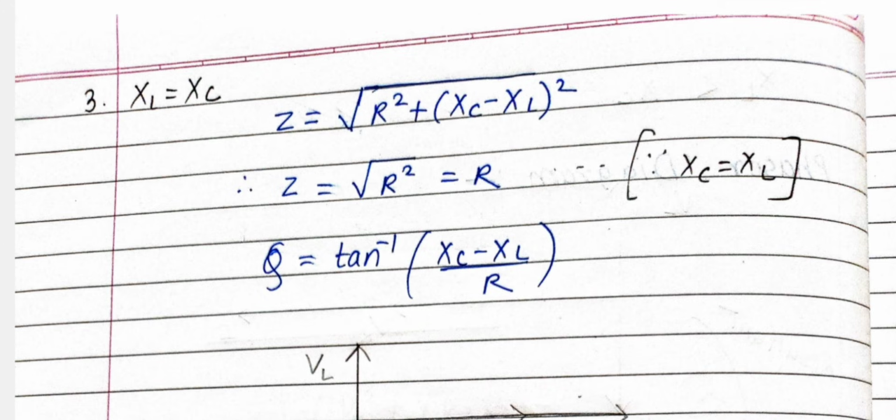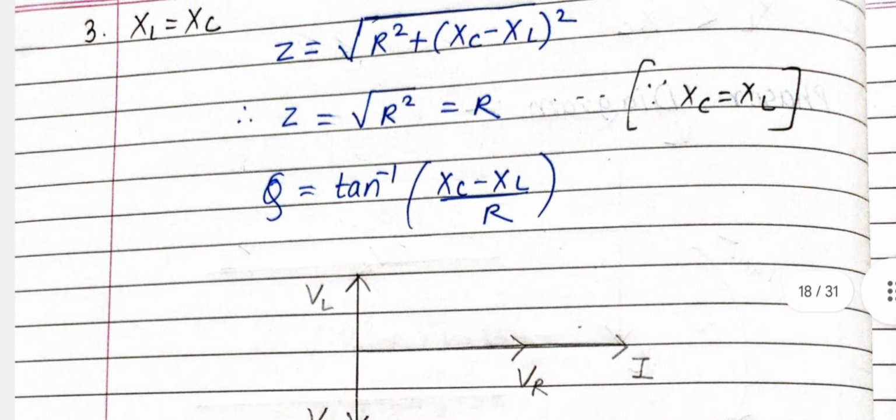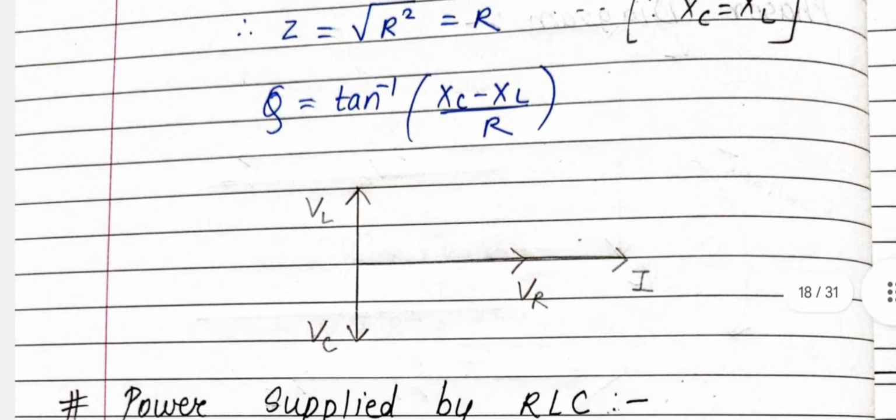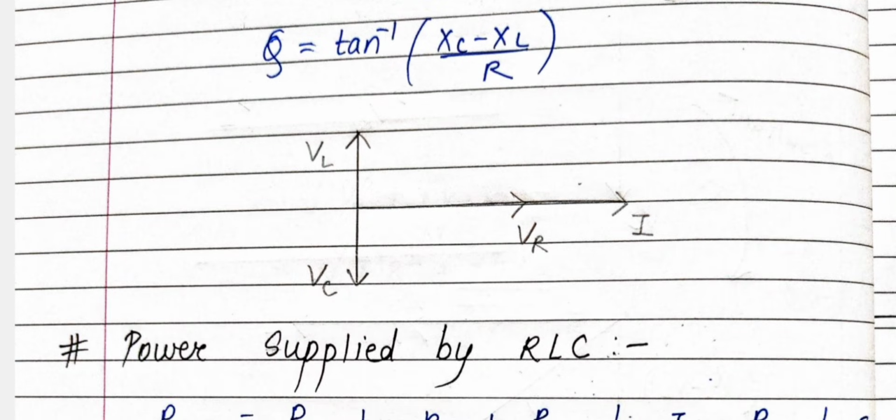So now you will understand better why I wrote V is equal to IR or V is equal to IZ. Why did I write IZ over here at that time? Because Z is equal to R in this case. Just remember this part, and you can write phi, which is equal to tan inverse XC minus XL upon R. In this case this is the phasor diagram, and only the phasor diagram is expected.